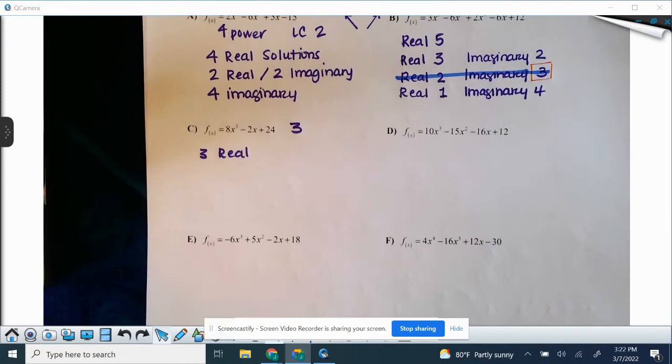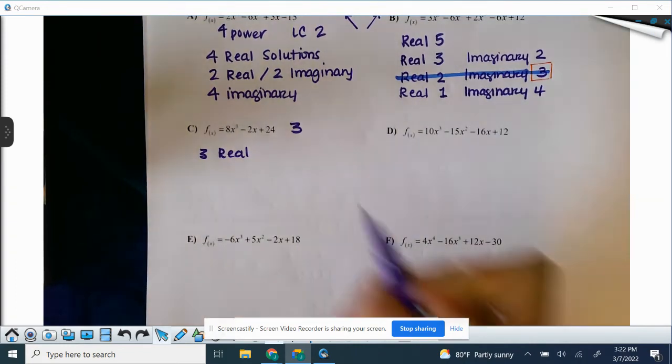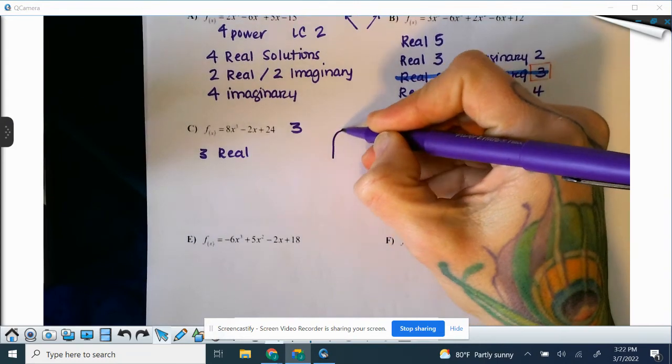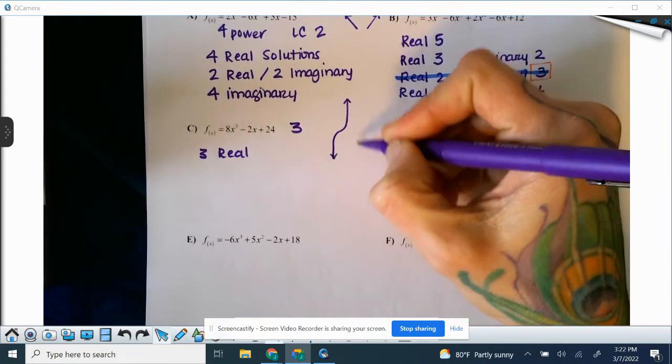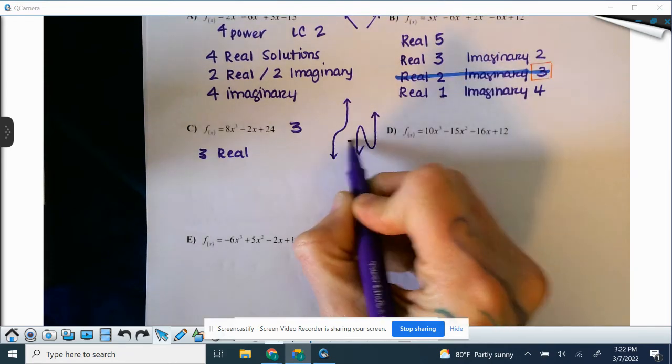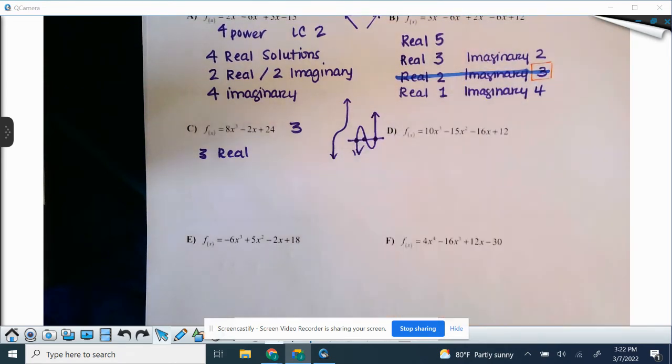So real is when it touches the x-axis. So this function could touch 3 times. And this is a cubic function. So remember, it looks kind of like this if it's real basic. And then it can get real squirrely as well. So for 3 real just means that it went 1, 2, 3 through the x-axis.